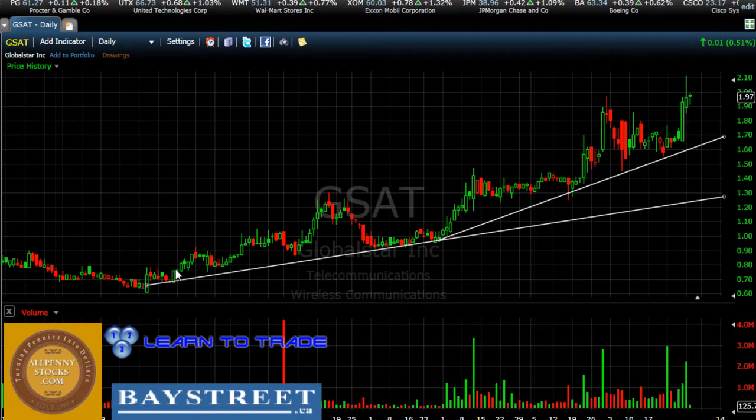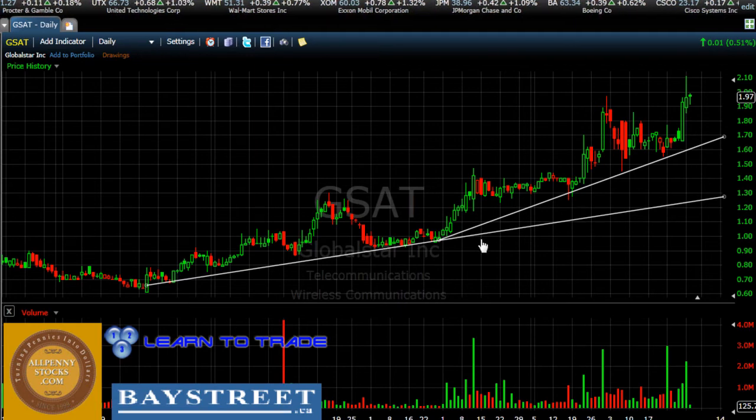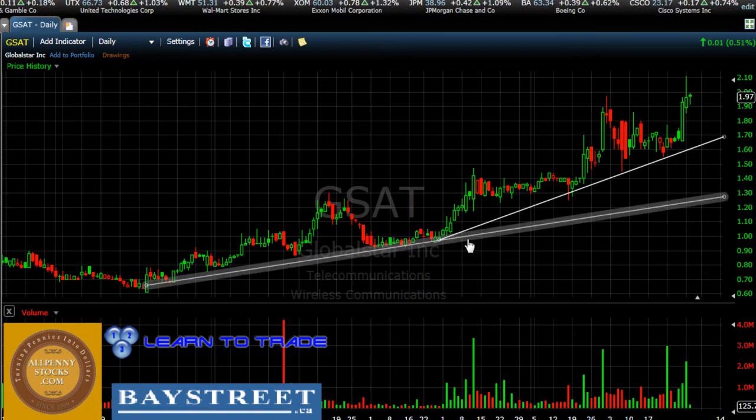And there's no reason to believe that this trend will break or price will pull back substantially until we break below these two trend lines here.